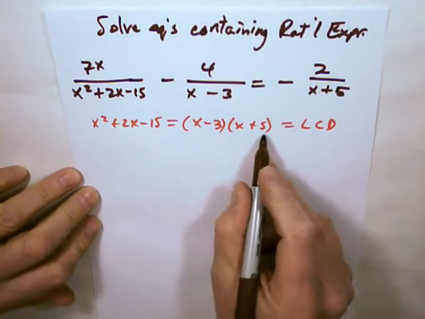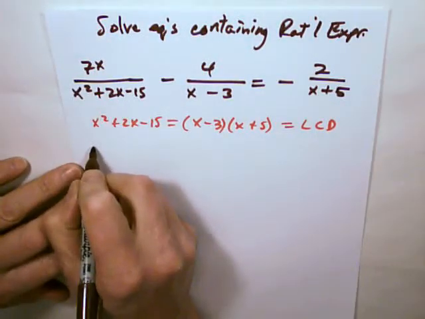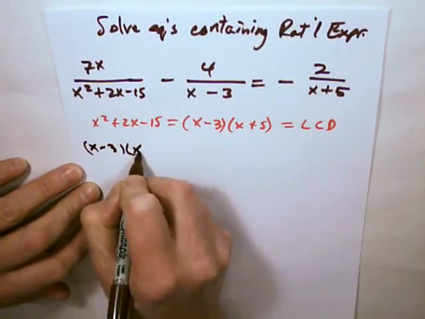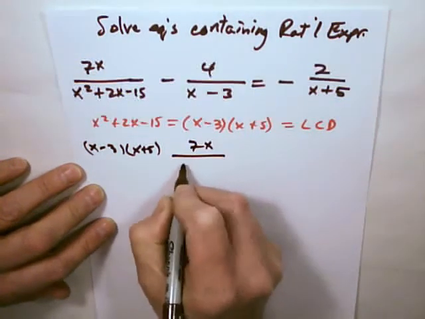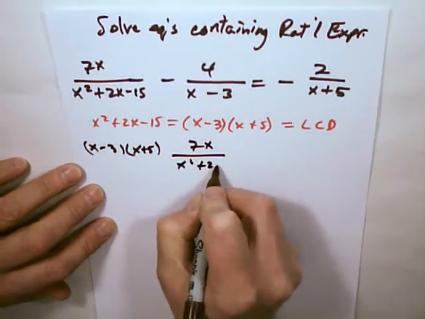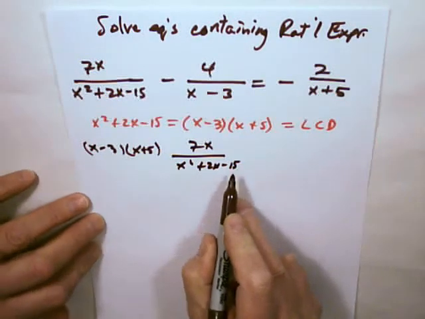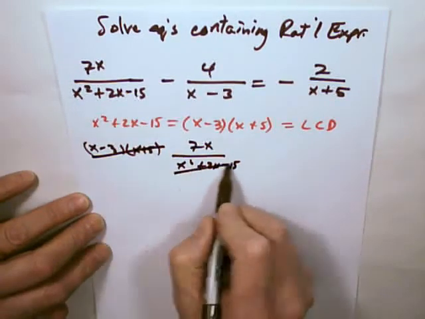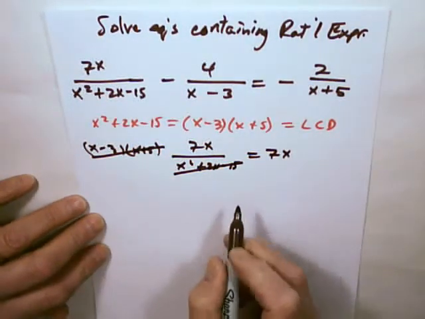Now, if I took this x minus 3 and x plus 5, multiplied it by this first rational expression, it simplifies pretty easily, doesn't it? x minus 3 times x plus 5 times 7x over x squared plus 2x minus 15. Well, remember, this x squared plus 2x minus 15 is just x minus 3, x plus 5. So this actually cancels with this, so that whole thing ends up being 7x.